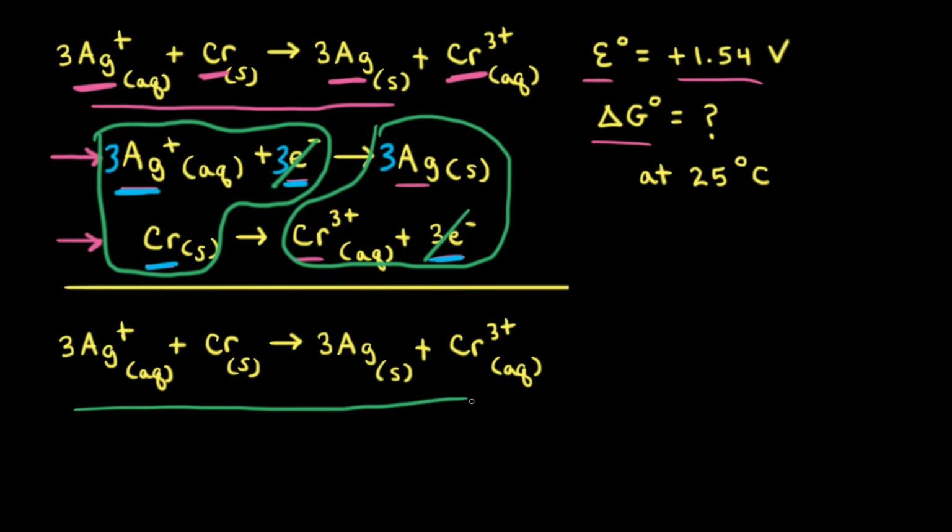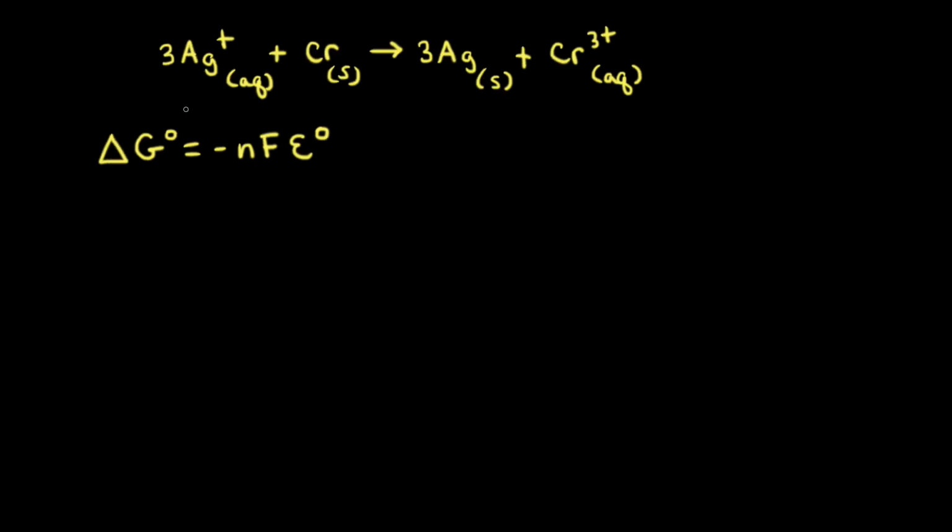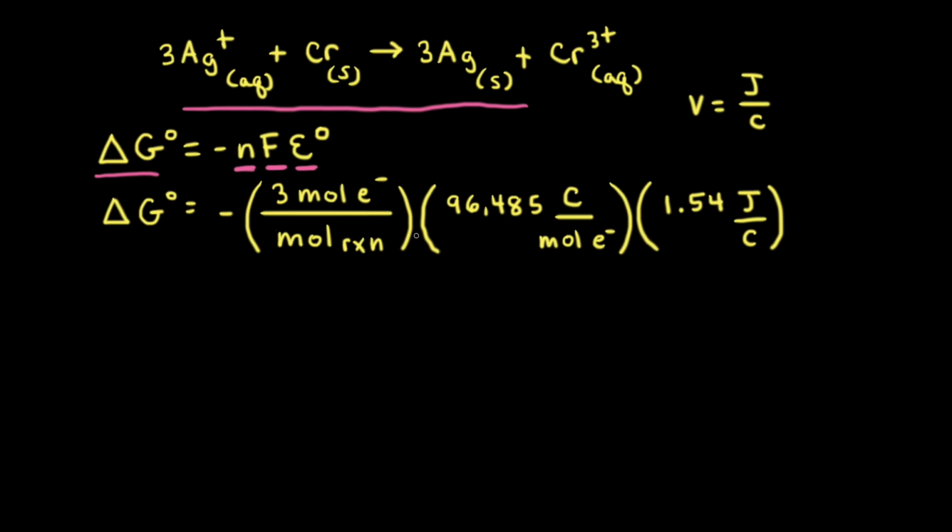Because 3 moles of electrons are being transferred in our redox reaction, n is equal to 3. And since we know that n is equal to 3 and the standard potential is equal to positive 1.54 volts, we're ready to plug into our equation to calculate delta G naught. So I went ahead and rewrote our redox reaction, and our goal is to calculate delta G naught. We already know what n is, we already know what E naught is, and F is Faraday's constant. Here's our equation with everything plugged in.